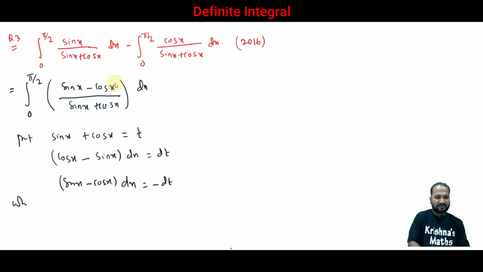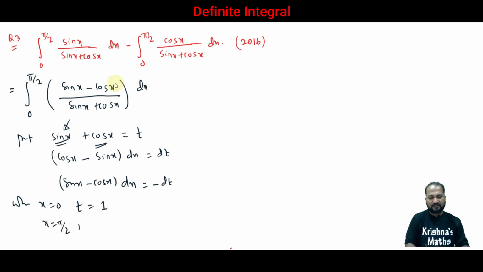Now change the limits. When x is equal to 0, sin 0 will be 0 and cos 0 will be 1. When we substitute in a definite integration, we change the limits, so t is equal to 0 plus 1, which is 1. And when x is equal to pi by 2, sin pi by 2 is 1 and cos pi by 2 is 0, so t is again equal to 1. Therefore the integration has limits from 1 to 1, with minus dt inside. When the lower limit and upper limit are the same, the answer will always be equal to 0.